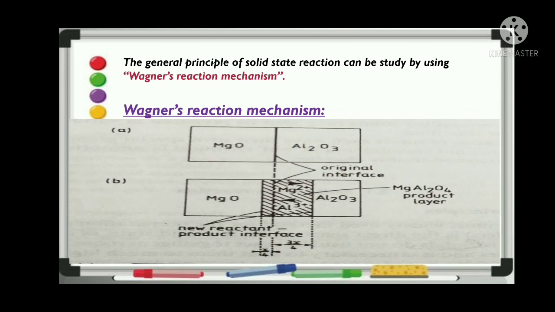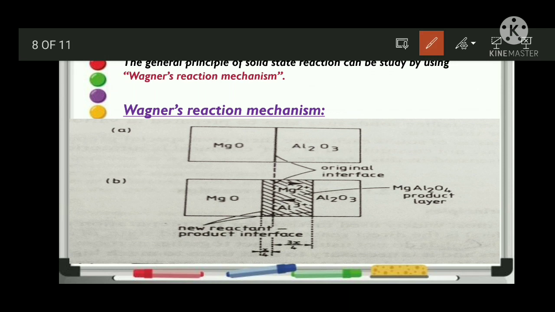One is magnesium oxide and another one is aluminium oxide. These two crystals are placed very close to each other and share a single phase. So these two, magnesium oxide and aluminium trioxide, are in a single phase, and this is the interface between these two solids. But at room temperature, no reaction takes place between the two solids.